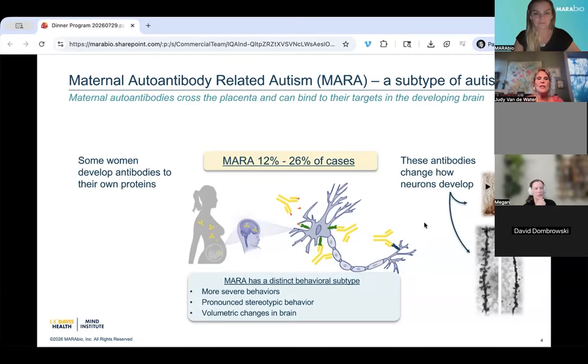And so some women develop autoantibodies to their own proteins. I mean, this is well known. And in these women, these antibodies are going to cross the placenta during pregnancy along with a healthy IgG, where these antibodies can then find their target antigens and bind to them.